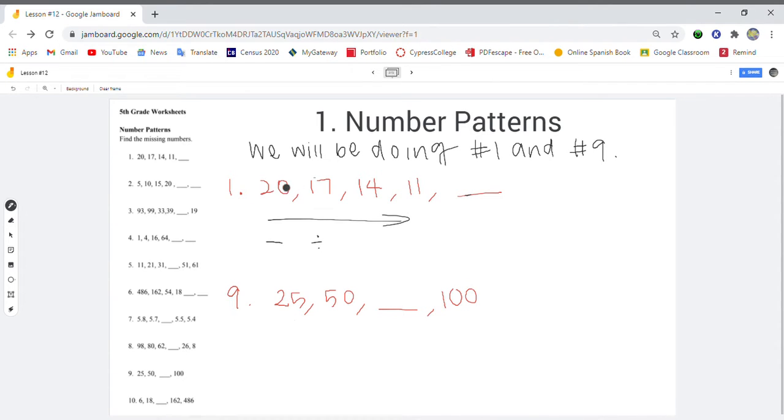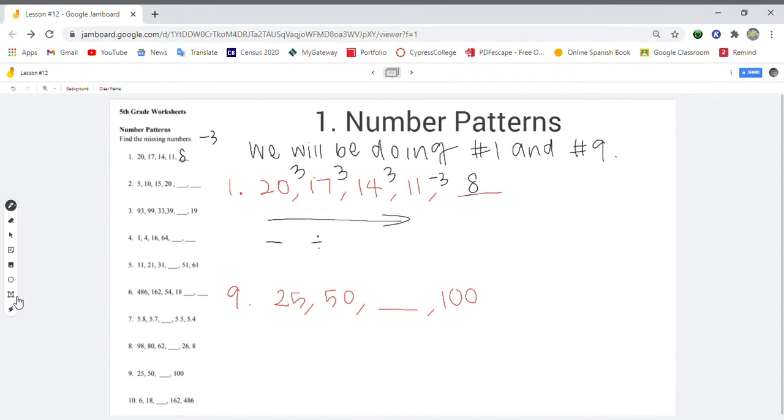So 20 minus 17 is 3. 17 minus 14 is 3. 14 minus 11 is 3. So we notice that there's a pattern of subtracting by 3. So we can also do that for 11. 11 minus 3, and we end up with 8. This is pretty easy. So number 1 is just 8, and the pattern is that it subtracts by 3 each term.